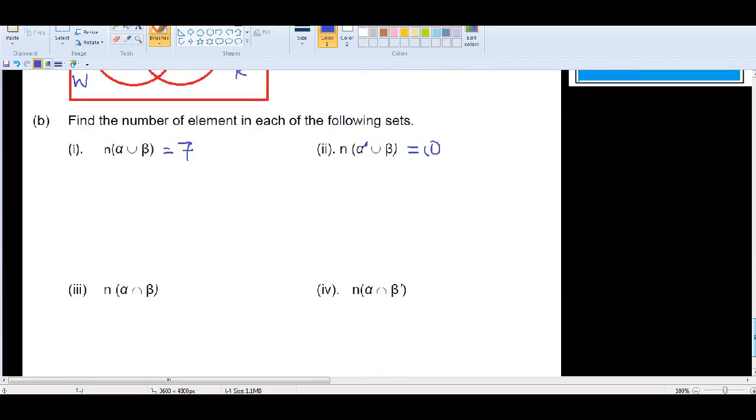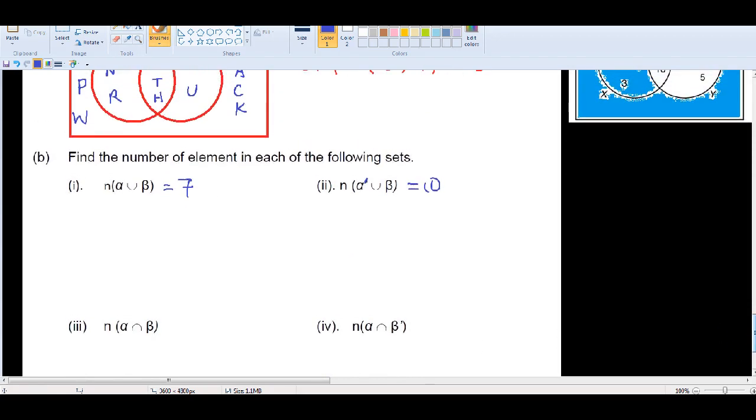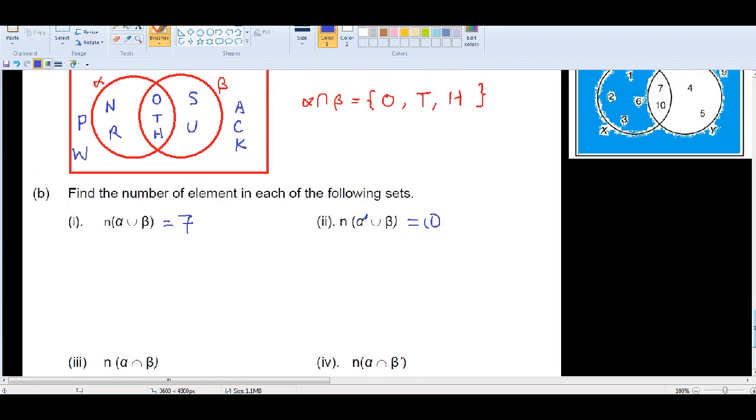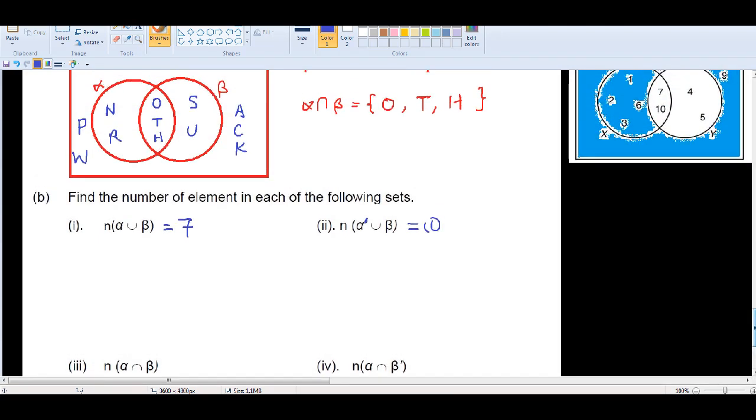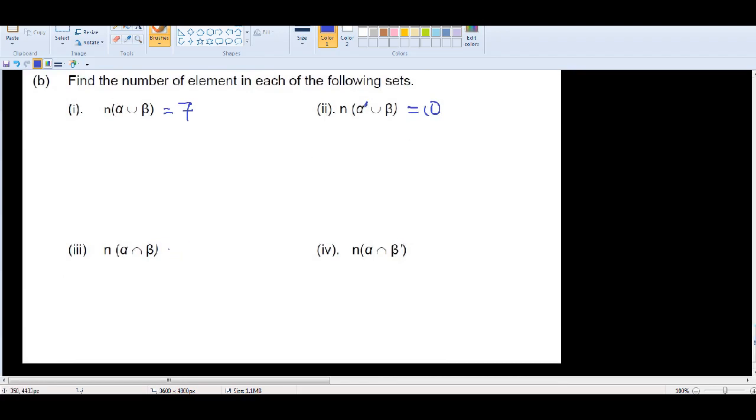All good. And here, sorry, that's the intersection between alpha and beta. The intersection between alpha and beta should be only 3 letters, O, T, H. So that's 3 of them. That's it. So this one, intersection between alpha and what?